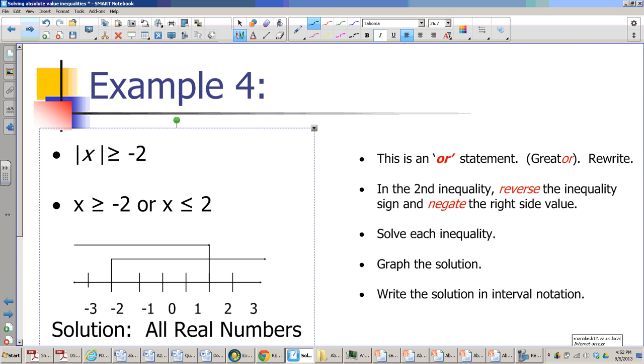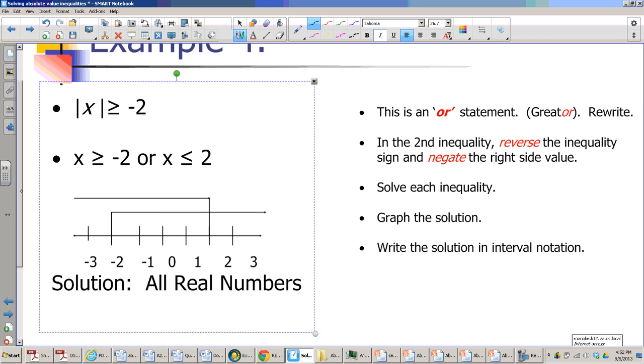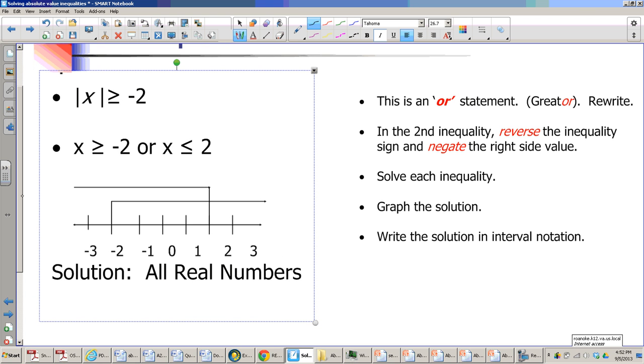Now let's look at this example. I've worked it out for you. We have greater than or equal to, so we have an or statement. Notice I've solved it, but let's look at our graph. What are the graphs doing? Ors normally point opposite of each other. These ors, the graphs are pointing towards each other. When we have this, the solution is all real numbers. So our graph should have just looked like a straight line.